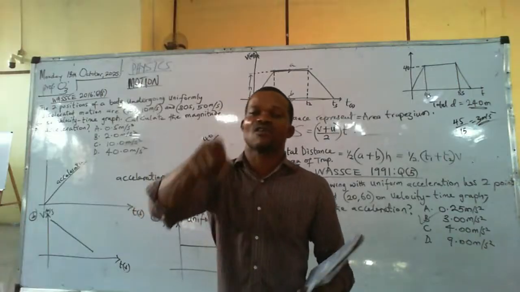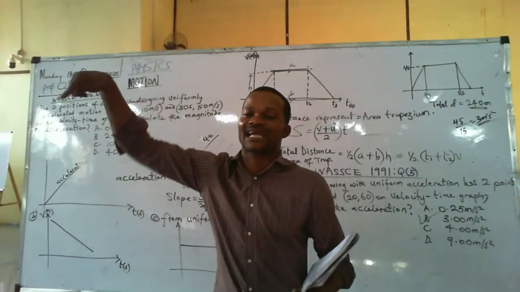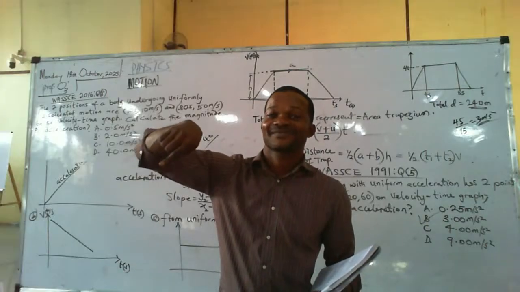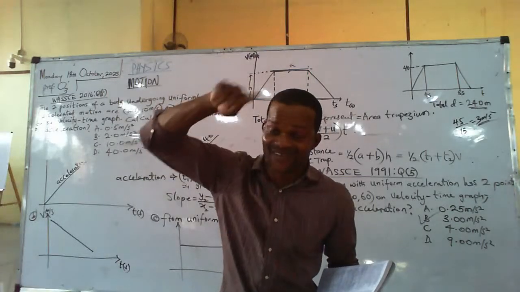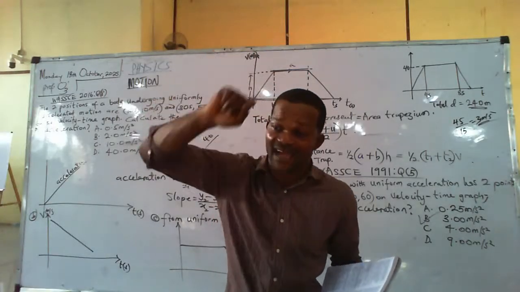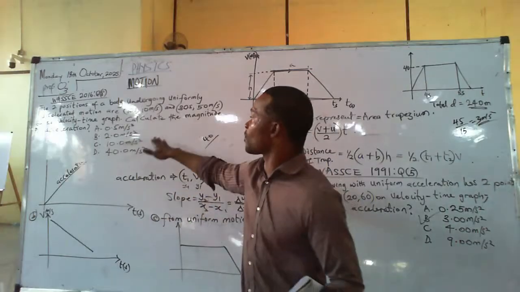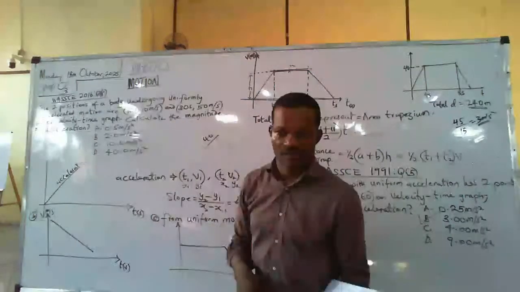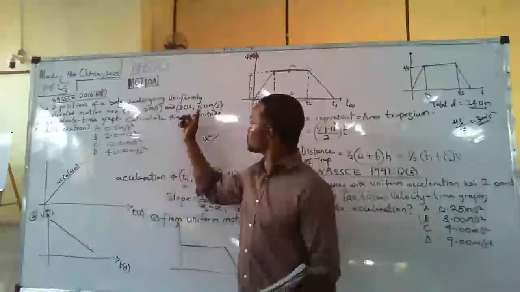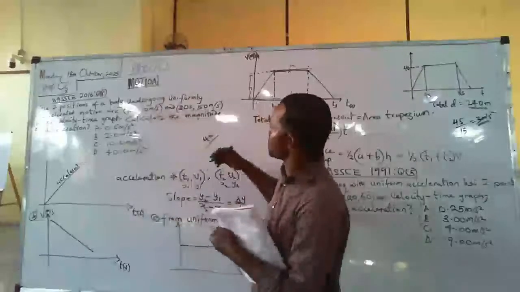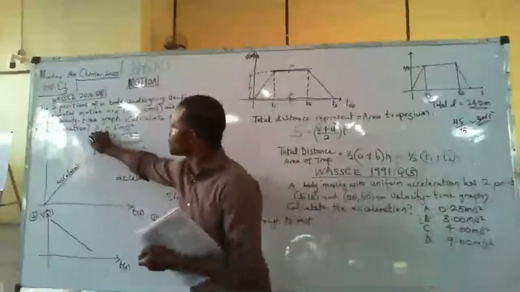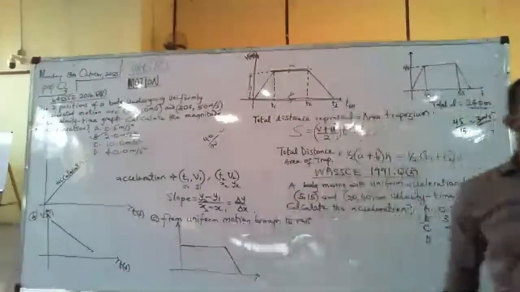That will now be what? Your velocity. So the slope on a displacement graph is velocity. The slope on a velocity graph is acceleration. I said it before. So 50 minus 10 over 30 minus 10 is 20, the answer is 2. Can you see how simple it is?